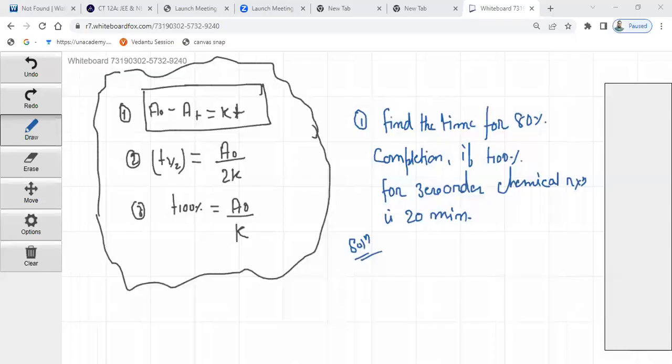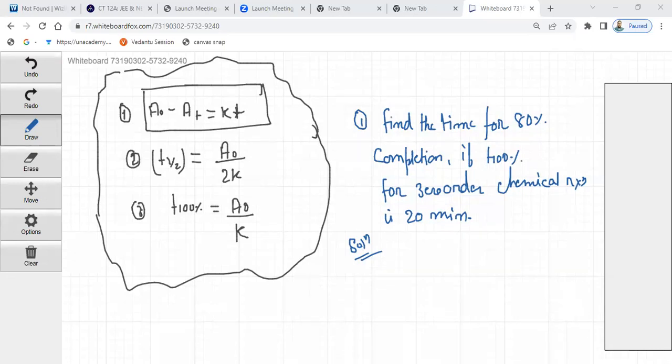What is your answer? Lokya, Bhanuri, please confirm me. What is your answer, Drishi? I am giving you the hint, not the solution. For the zero order reaction, if the t 100% value is given, find the time taken.